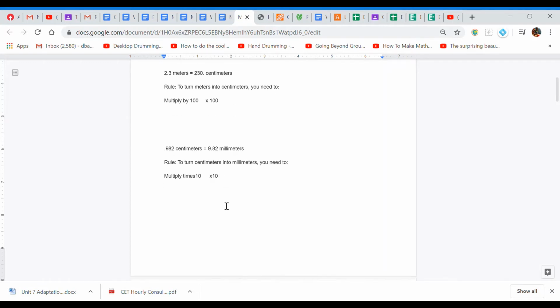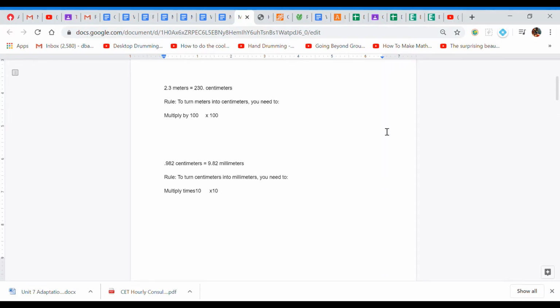So let's go into our guided practice and figure that out. But first, let's talk about the units we're talking about. Millimeters, centimeters, meters, and kilometers.